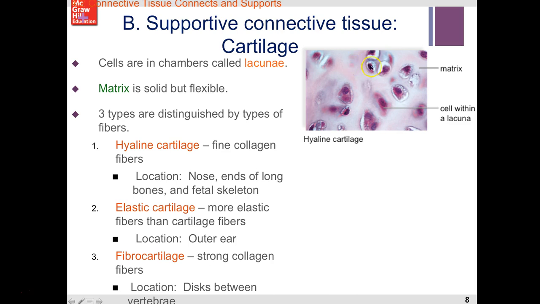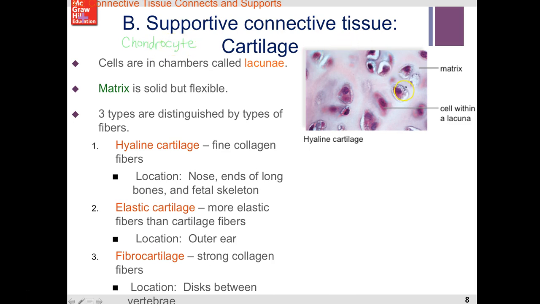So we'll start off with cartilage, and in our cartilage, the cells within the tissue are the chondroblasts. Chondro means cartilage, and blast means a building cell. So actually, we should really just call this a chondrocyte. Cyte means cell. So this is a cartilage cell.